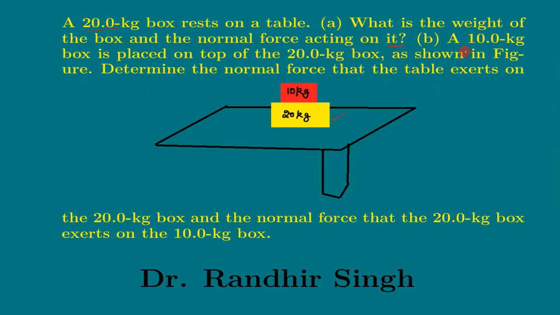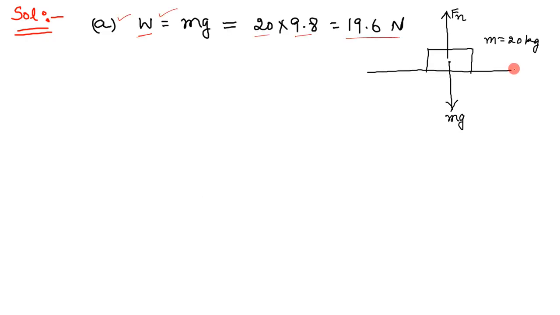In the second part of the question, another box of 10 kg is placed over the box of 20 kg. Then we have to determine the normal force that the table exerts on the 20 kg box and that the 20 kg box exerts on the 10 kg box. So let us firstly solve part A.